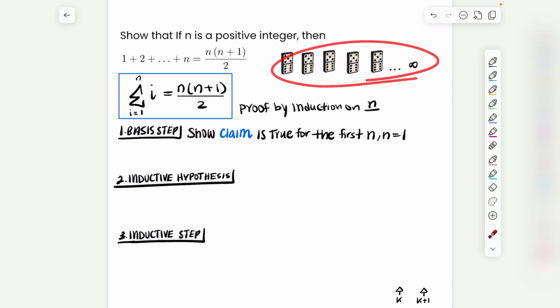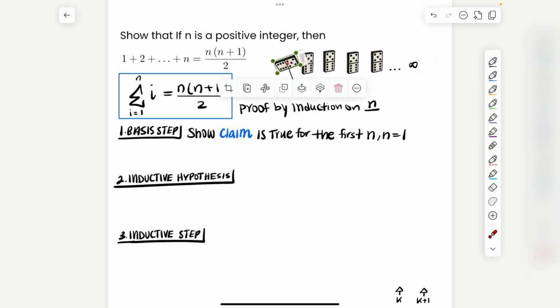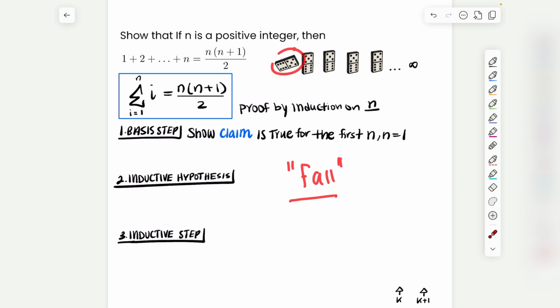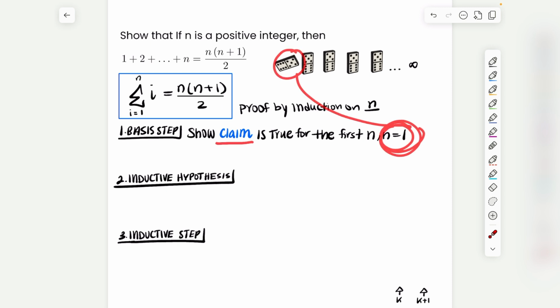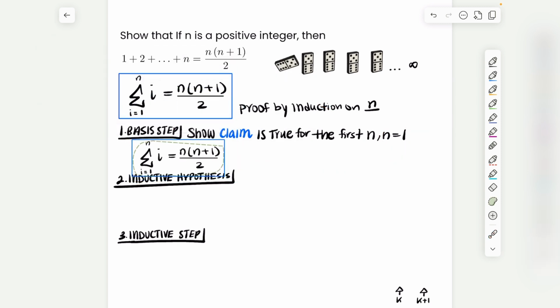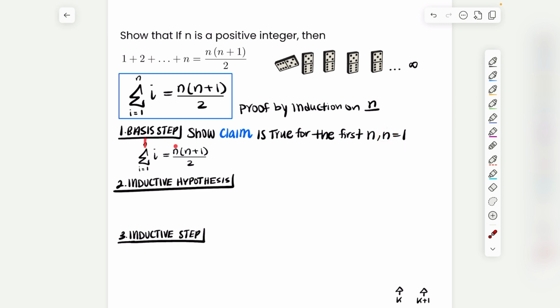So in the domino example, all this means is that we're showing that the first domino falls. Fall in the analogy means that the domino that fell satisfies the claim. So in this case, n is equal to 1 is equivalent to our first domino. We're trying to show that our claim is true for n is equal to 1. So all that means is you're going to take your claim right over here, drag it down here, and wherever you see n, you're just going to replace it with 1. So this is going to be 1, 1, and 1. And your goal is to show that this side is equal to this side. That's what your claim is saying.